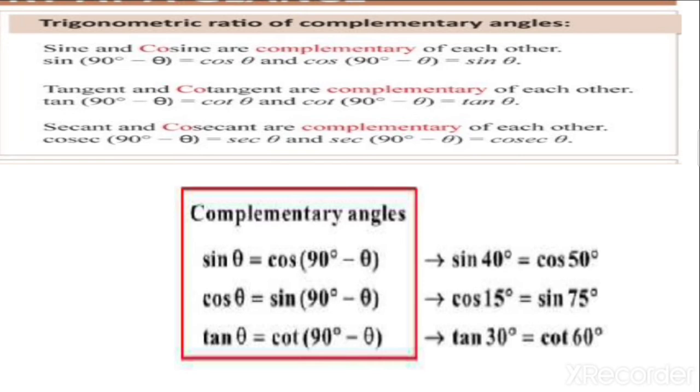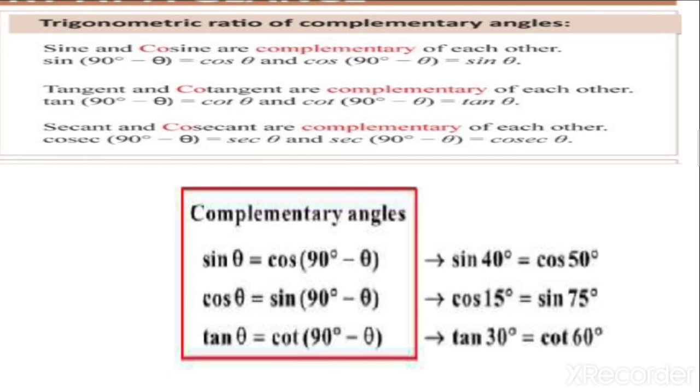You know very well from the junior classes, two angles are complementary when the sum of both values is equal to 90 degrees, and if the sum of both angles is equal to 180 degrees, then we call it a supplementary angle. So complementary means the sum of the values of both the angles will be equal to 90. There are three pairs which are complementary. One is sine and cosine, the other one is tan and cot, and the third one is sec and cosec.